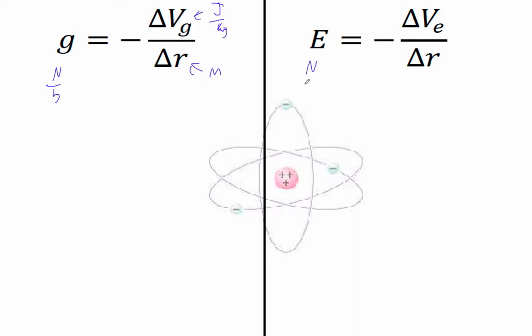This is newtons per coulomb, right? So this is our electric field. This is our electrical potential, which is, of course, joules per coulomb or volts, right? And again, that's just meters, right?